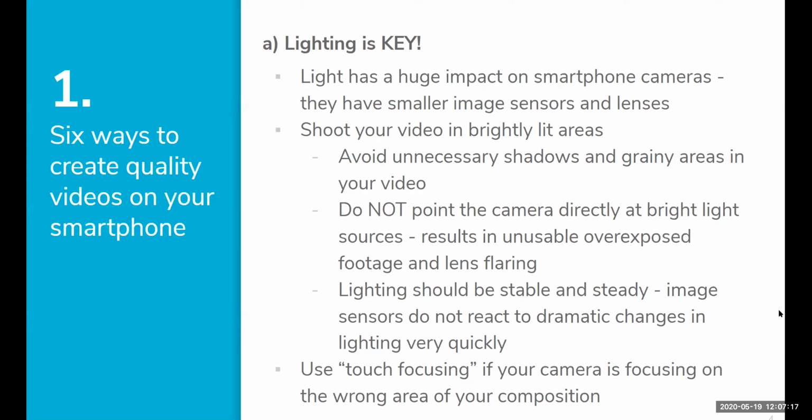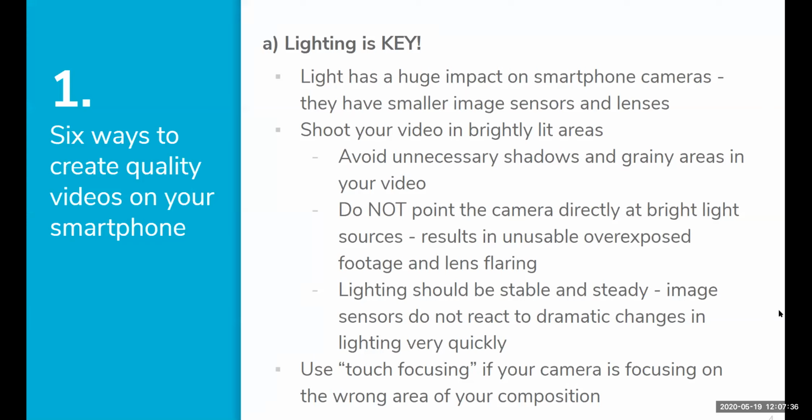Your lighting should be stable and steady, and image sensors do not react to dramatic changes in lighting very quickly. So that's something else to keep in mind, that if you're going from a light room to a dark room, your camera is going to kind of freak out and it's not going to know what to do because you're changing the light sources very quickly.